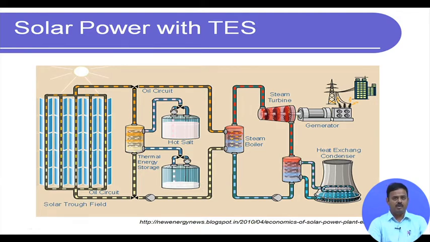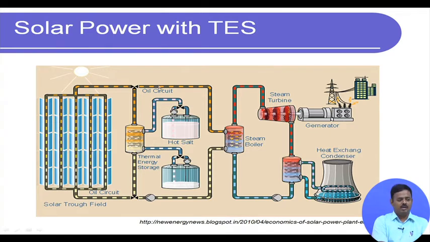Clear. So, during daytime the oil branches off into two parts, one goes to the steam generator and the other goes on to heat the salt. During night time, when I do not have solar energy, this heated salt actually heats up the oil which is fed into the boiler and which generates steam for electricity generation.